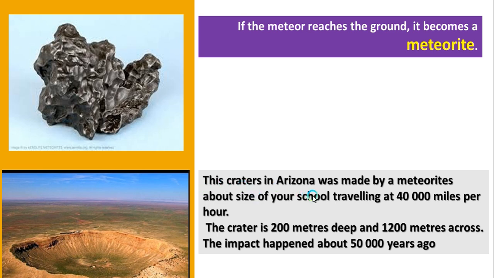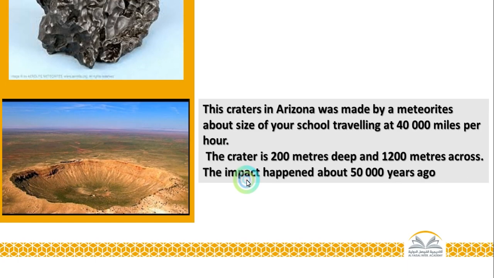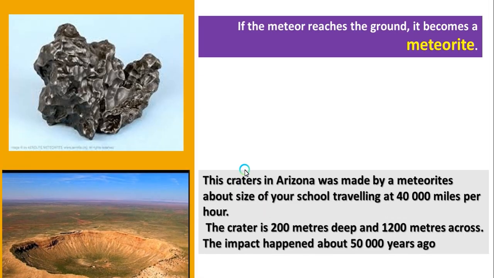This crater in Arizona was made by a meteorite. So a meteoroid, when it hits the ground, makes craters and becomes a meteorite. This was formed 50,000 years ago, and the impact was felt up till now. You can imagine how deep that was. It is very, very deep, and it's in Arizona, in the US. All right.